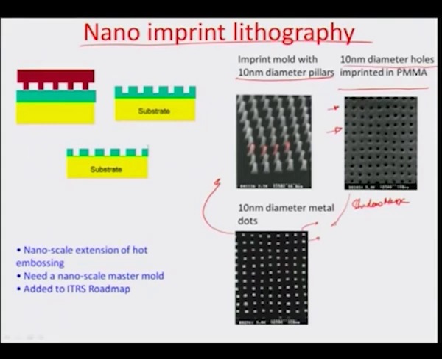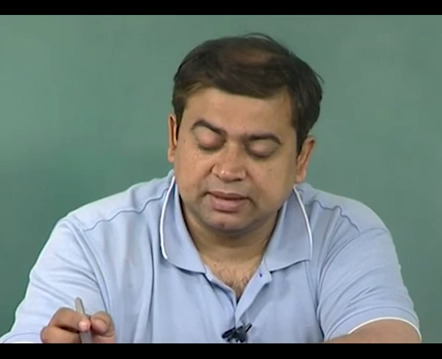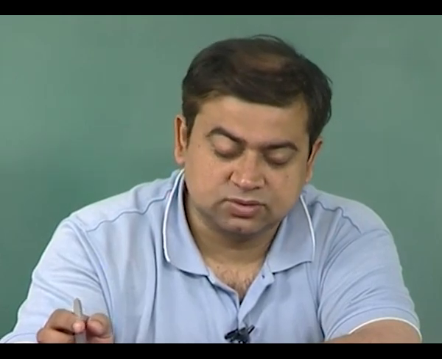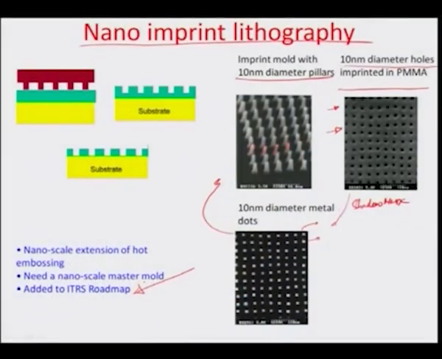Typically this nano imprint lithography is such an important technique now that it has been added to the ITRS roadmap, particularly for end of the road devices, and these days there is an increasing use of nano imprint lithography in microelectronics for depositing gate dielectrics or even sometimes metal insulators, metal gates, and so on and so forth. Okay, so that is a very important process then, nano imprint lithography.